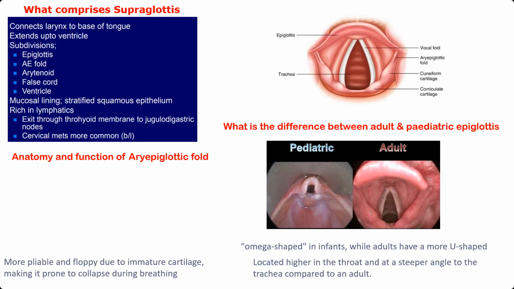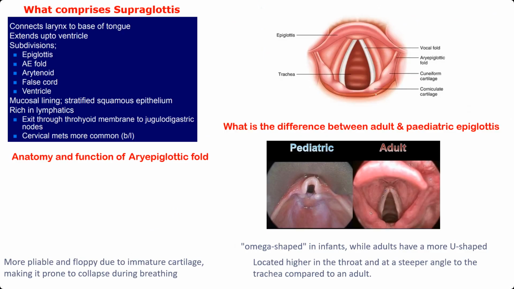So here, what you see as a pearly white structure is the true vocal cords. And you can see the epiglottis is here, the tracheal opening is there, and this is the aryepiglottic fold. That is the attachment of arytenoid cartilage to the epiglottis. This is done by a covering, and within this aryepiglottic fold only you have the corniculate and cuneiform cartilages.